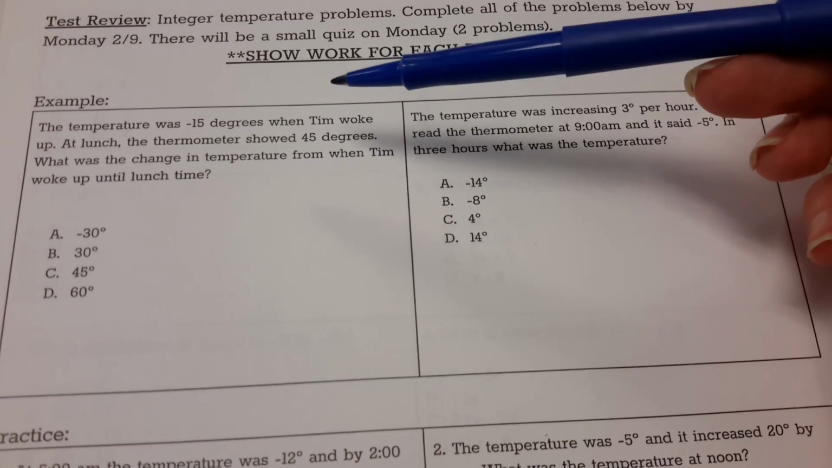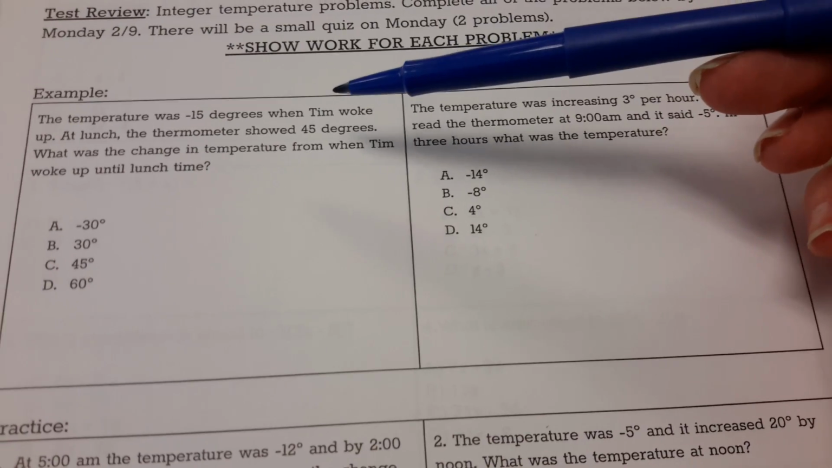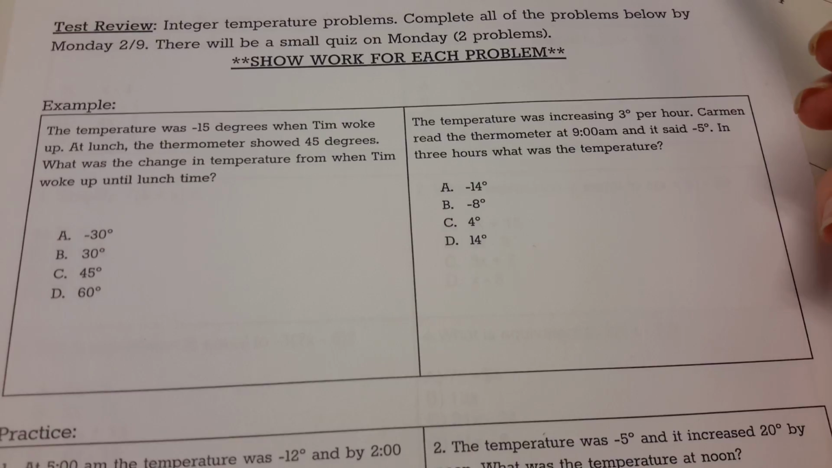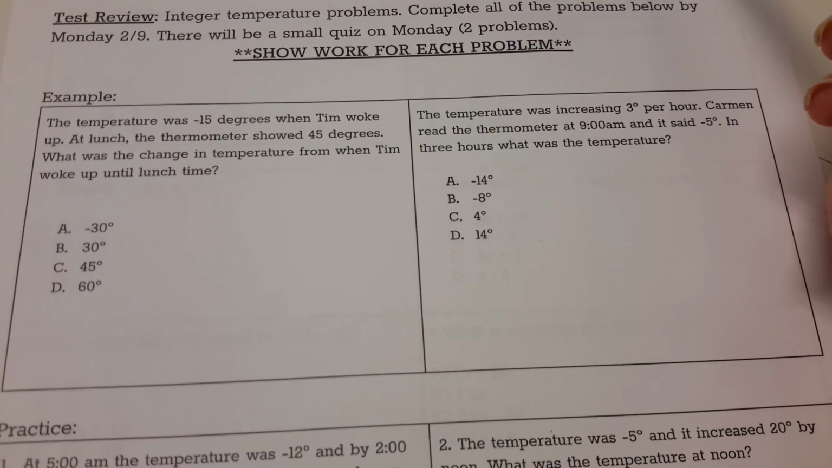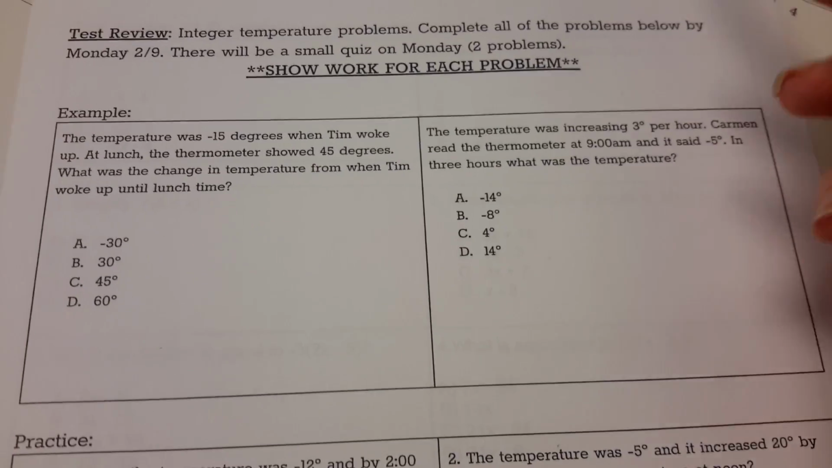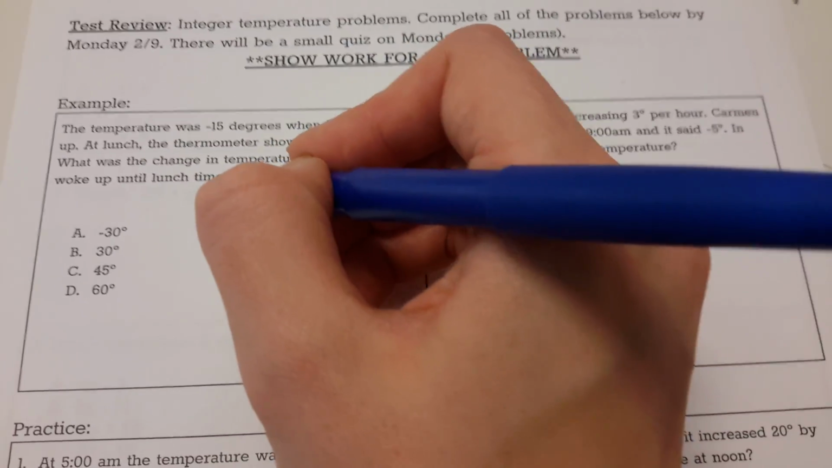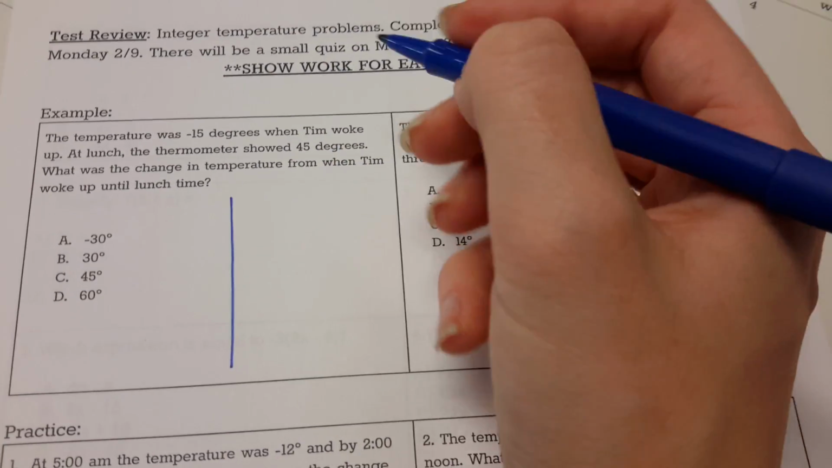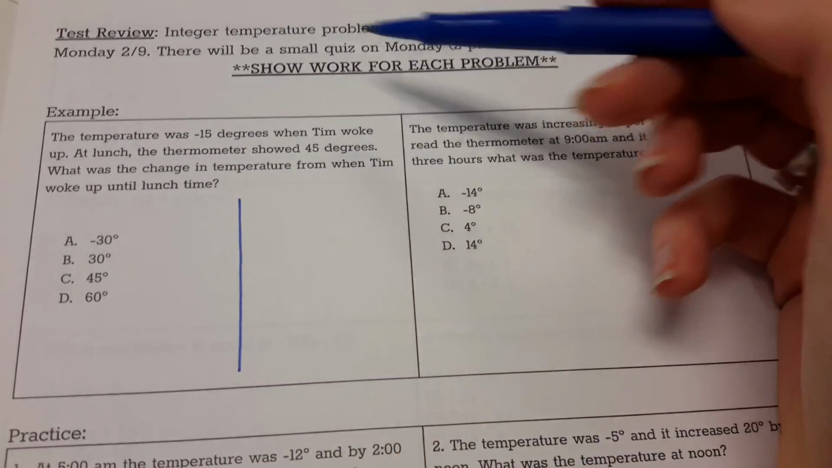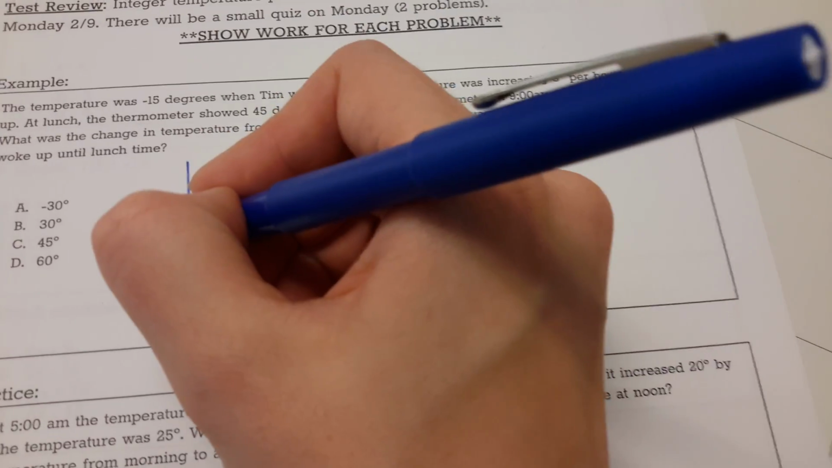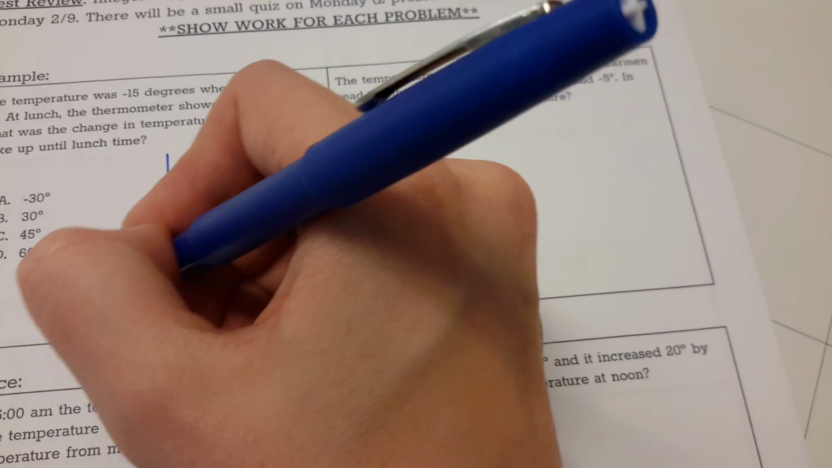Question 1, the temperature was -15 when Tim woke up. At lunch, the thermometer showed 45 degrees. What was the change in temperature from when Tim woke up until lunchtime? Whenever we're working with temperature, we're always going to draw our thermometer, which is just simply a line. And when Tim woke up, it was -15 degrees. So -15 degrees is below zero.